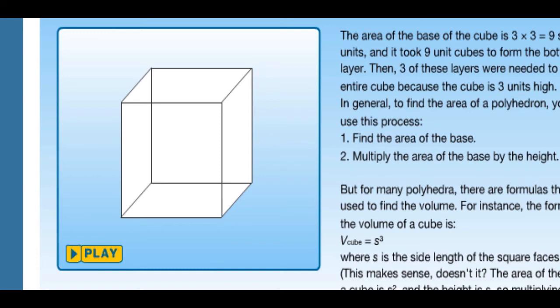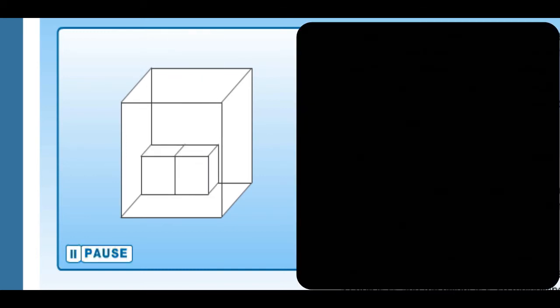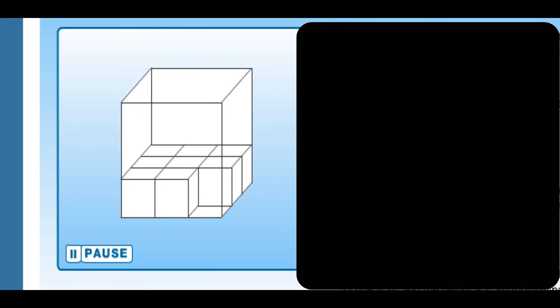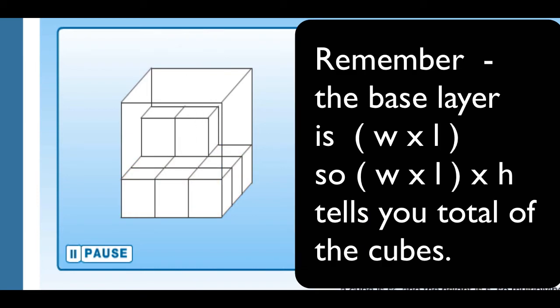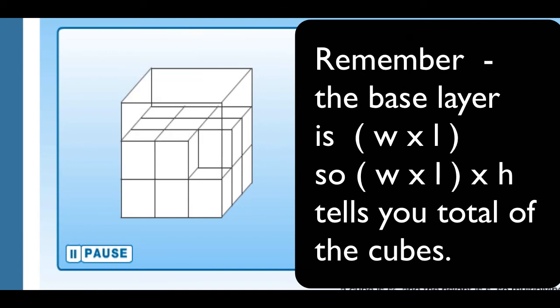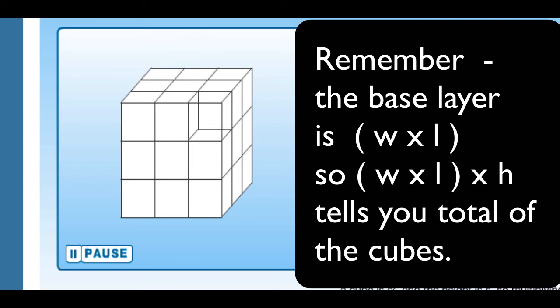Let's see that again. How many do you think are going to fit in this base layer? That's the width times the length. That's what gives us 9. So if we just measure, or multiply that width times the length, it gives us the base layer. And if we multiply that base layer by the height, it'll tell us the total number of cubes, right? Because the height is how many base layers there are. So remember, when you're asked to find the volume of a prism, you're going to be multiplying the width times the length times the height.